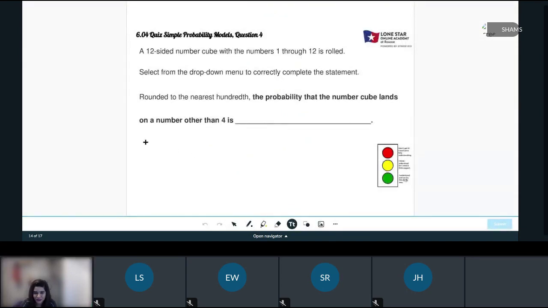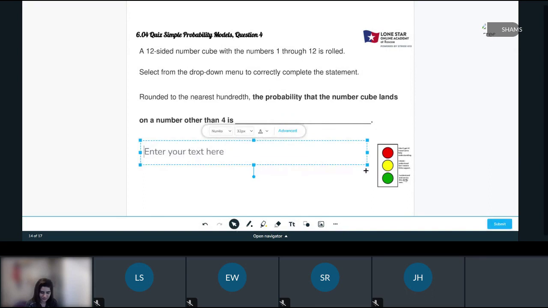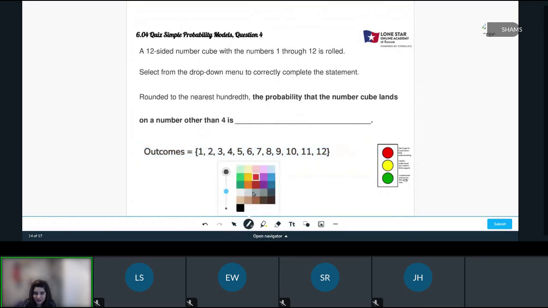Let's write down our possible outcomes for a 12-sided number cube. And this time, we are looking at the probability that the number cube will land on a number other than 4. We want a number other than 4. Not 4. Not 4. Other than 4, right?